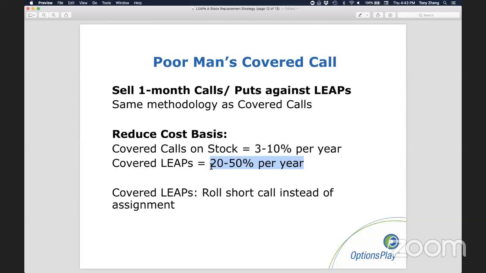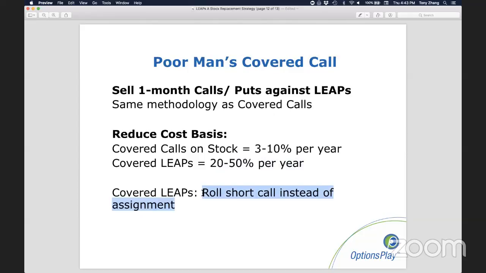The only difference between trading covered calls and covered leaps is that, especially if you're in the earlier days of your leap, so if you just bought a 1-year leap and you're only 1 month into it, generally speaking, you want to roll those short calls instead of having them assigned to you, because in order for you to have a covered leap assigned, you have to exercise the long leap that you have, which means that you lose the extrinsic value of the leap. Granted, that extrinsic value is relatively small, but it's still free money that you're giving up by exercising your long call in order to pay for the assignment.